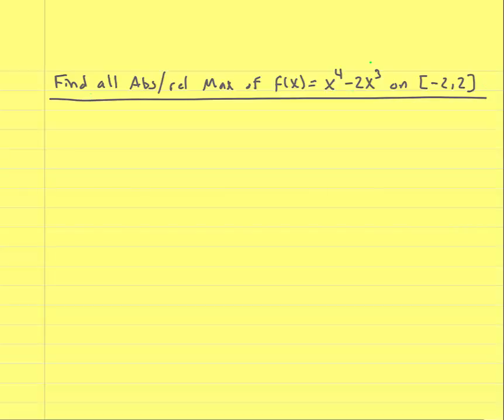Now this is defined for all real numbers because it's a polynomial expression. So let's go ahead and look at f prime of x. So f prime of x is 4x cubed minus 6, 3 times 2 is 6, x squared. Now critical numbers occur when f prime of x equals 0 or f prime of x is undefined.